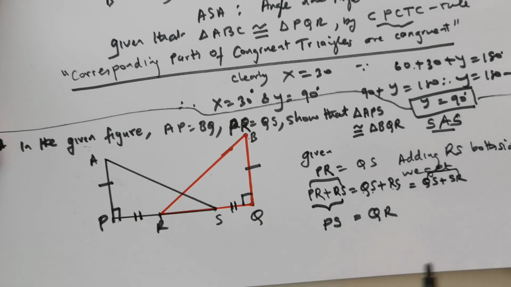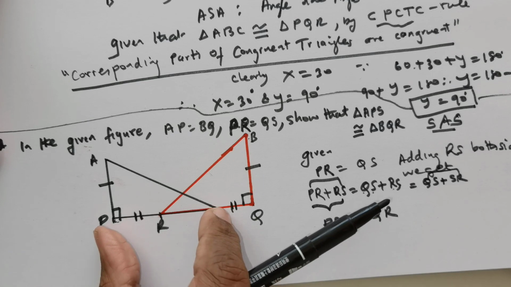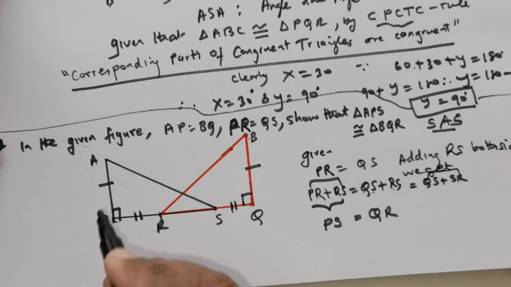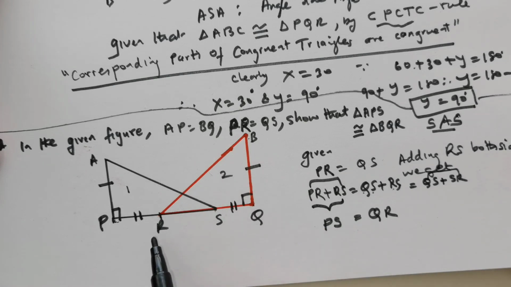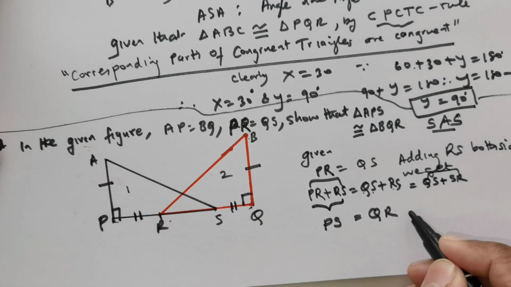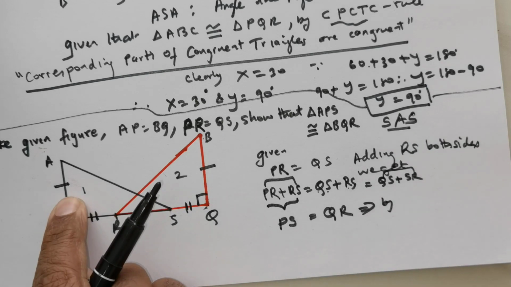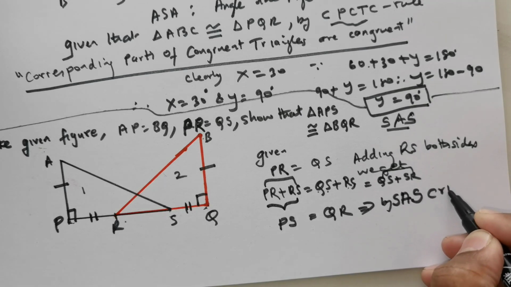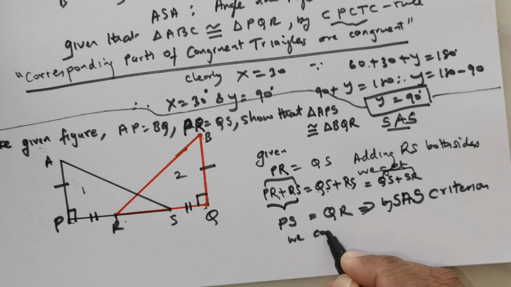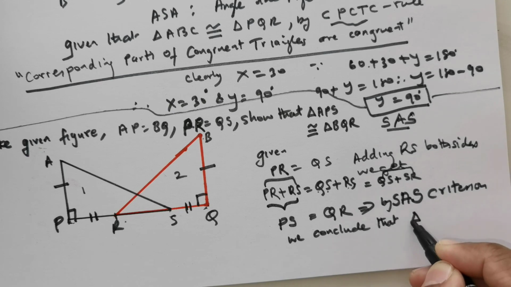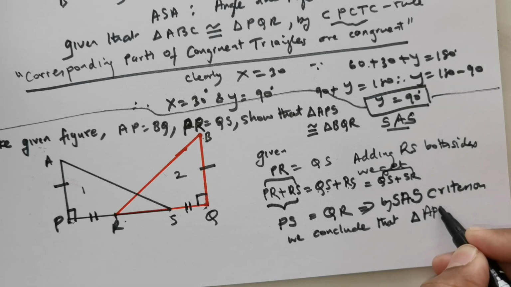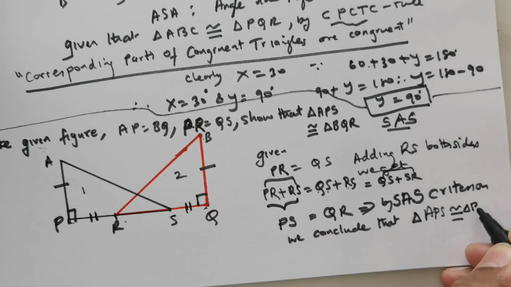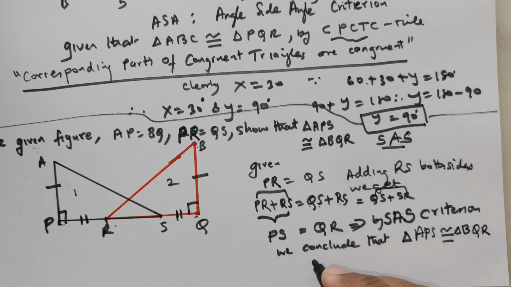So now what are we trying to show here? We are trying to show that PS, this side which is part of the triangle APS, is equal to QR, which is part of the second triangle, right? If I take this as 1 and this as 2, I have clearly shown here PS is equal to QR. This would mean, by side, angle, side criterion, we conclude that triangle APS is congruent to triangle BQR, right? So that is the end of this particular question.